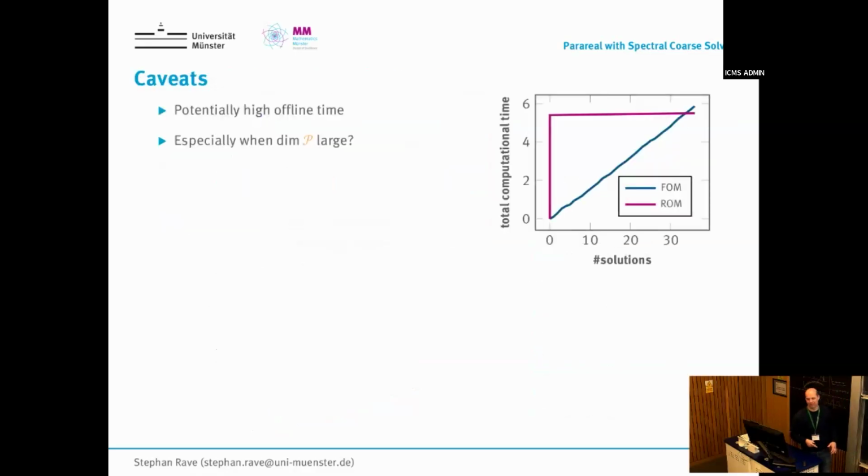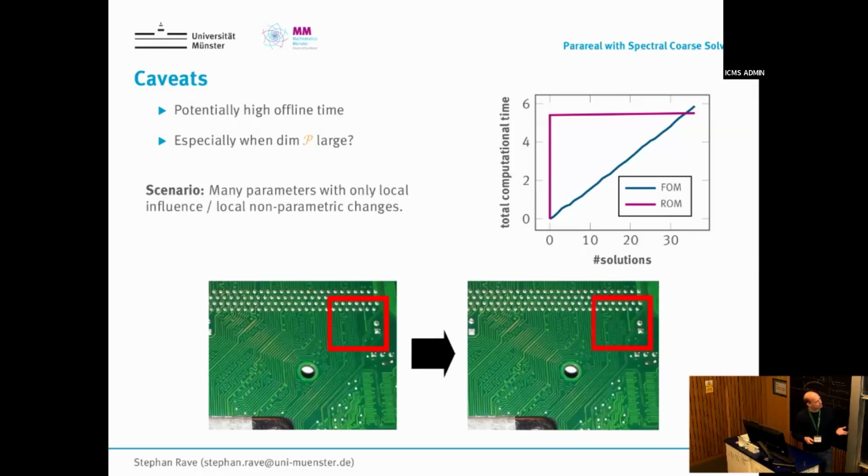But there are some caveats. In particular, you have this offline phase where you have to solve the full order model. And of course, this takes time. After that, everything is for free. But if you have a high dimensional parameter space, then the dimension of the reduced space will increase, and this can get very expensive. And then the question is how you want to deal with that.